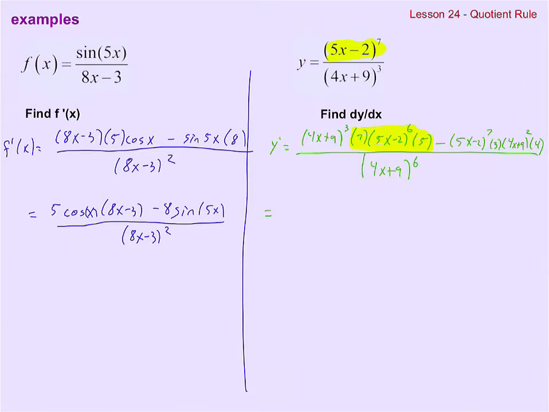So I'll start with just saying the whole thing over again, but pulling my coefficients in front, because that's a little bit easier to see. So 35 times 4x plus 9 cubed times 5x minus 2 to the 6th, minus 12 times 5x minus 2 to the 7th times 4x plus 9 squared, and all of that over 4x plus 9 to the 6th.